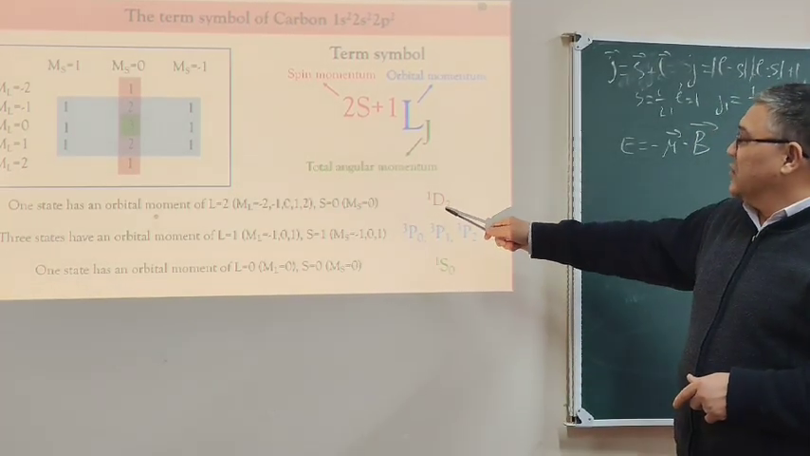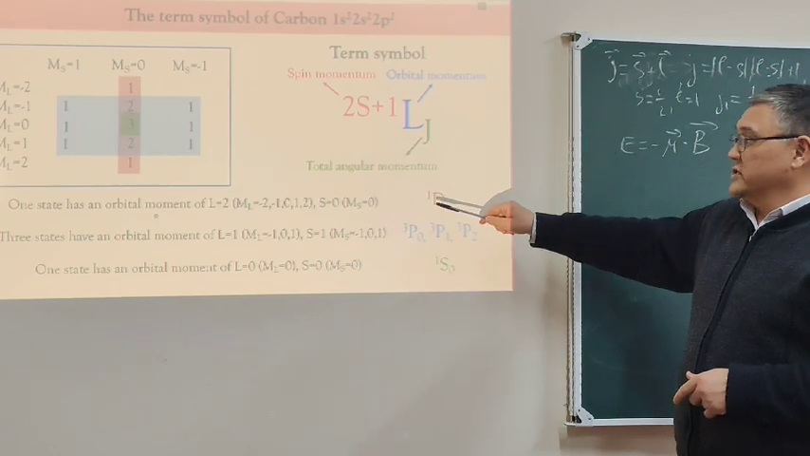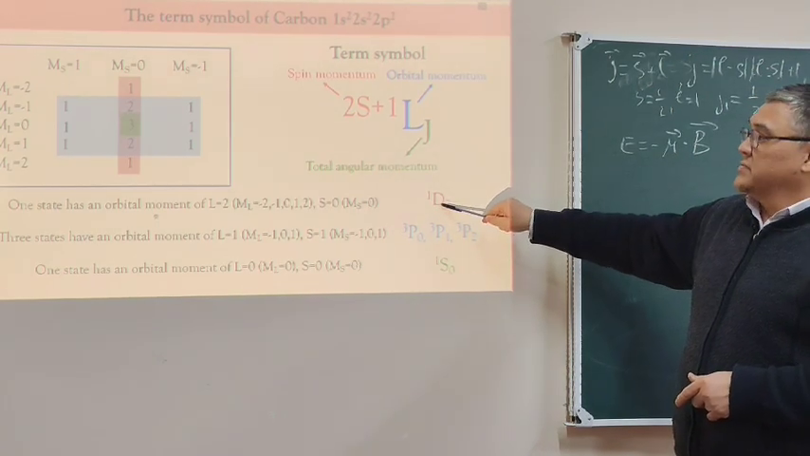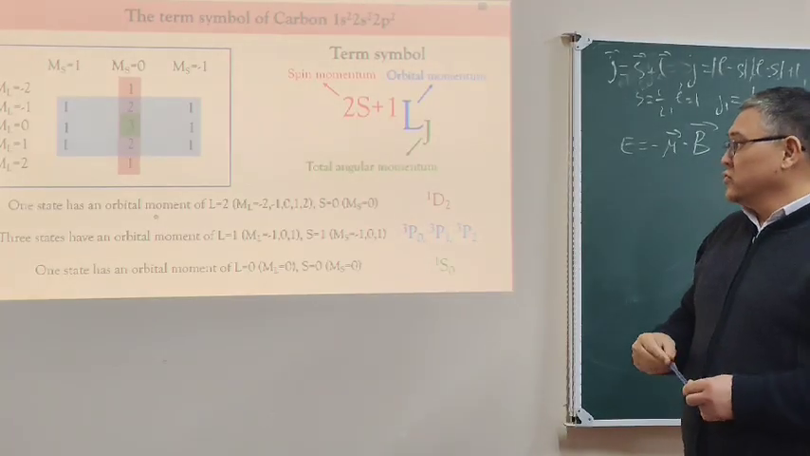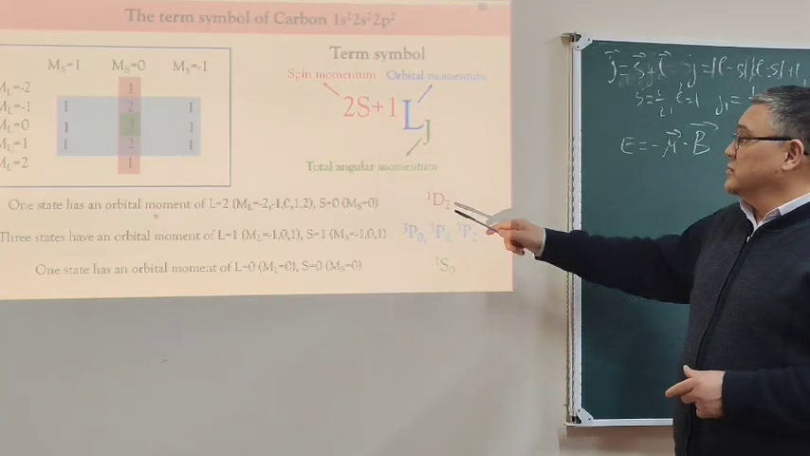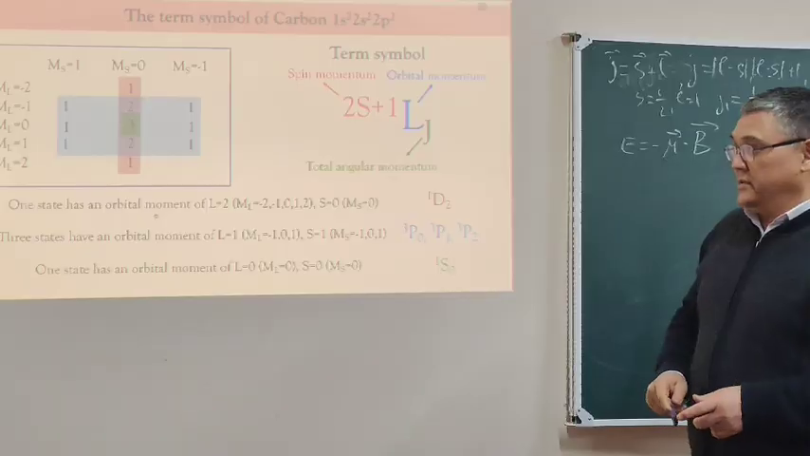So we have here this 1D2 abbreviation for this case, because we have here D, and J is L plus S. This corresponds to L equal to 2, and this corresponds to the notation of D here.